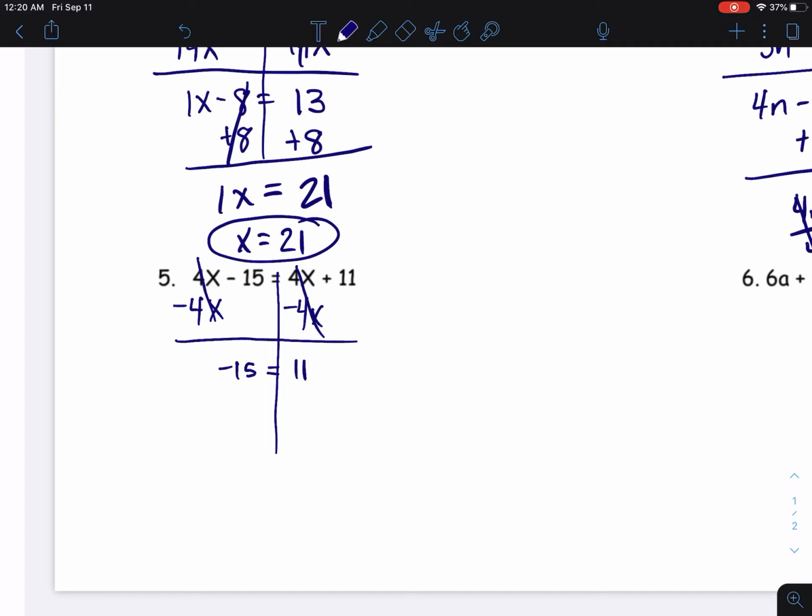Now, when I think about this, there's no situation where I'm going to plug a number in for x and make negative 15 equal 11. So this is going to be no solution.